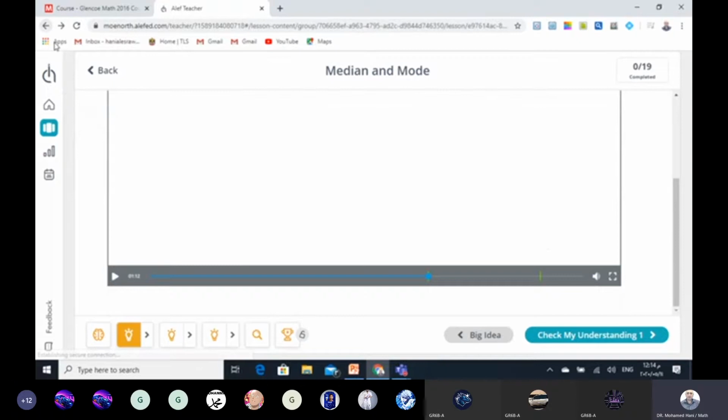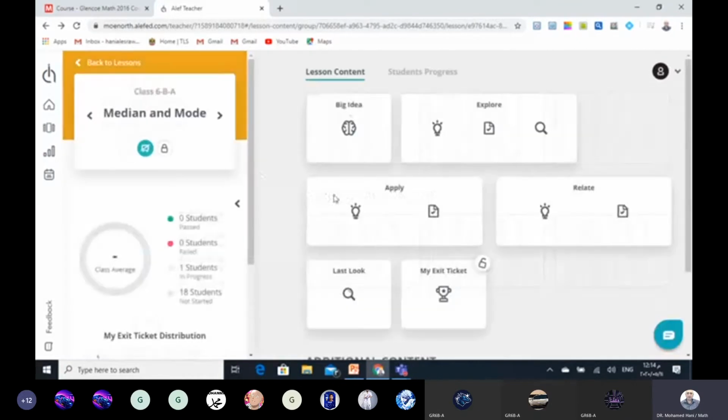After you show the videos here, go to the Explore, then Apply, then Relate, then Last Look, then the last step here, My Exit Ticket. And be careful when you solve to get a full mark or a very good mark, inshallah. Today, inshallah, when you finish your schedule, please all students go to your account and solve this lesson today.